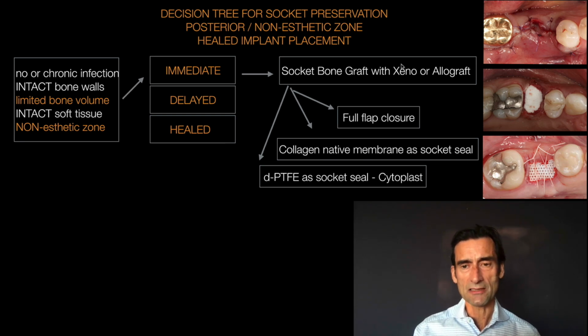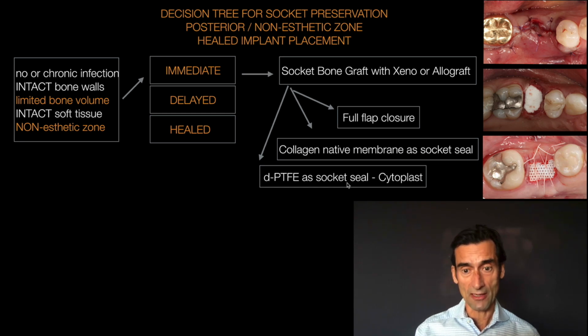And I can use here a xenograft, so a bovine hydroxyapatite, or a mineralized allograft. Now the three options I have is to do a full flap closure. I can place a collagen native membrane as a socket seal, which is this one. That's a mucograft. Or I can use, which is very efficient, a dense PTFE as a socket seal.